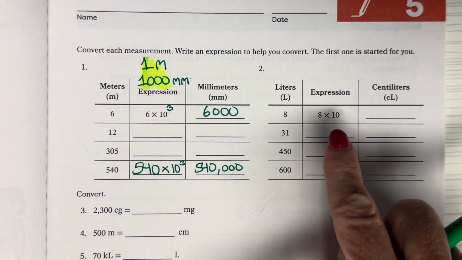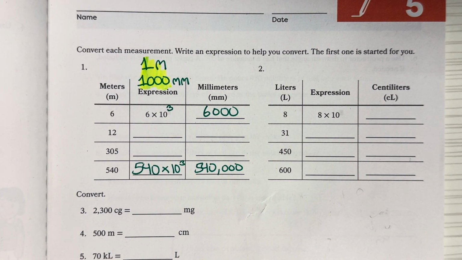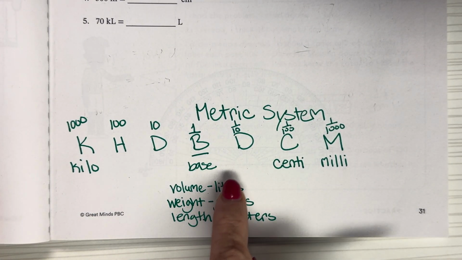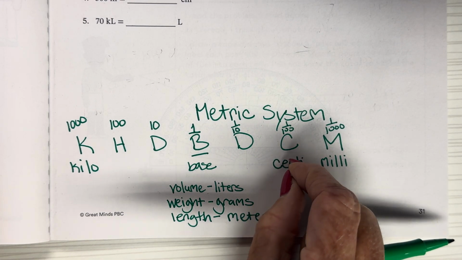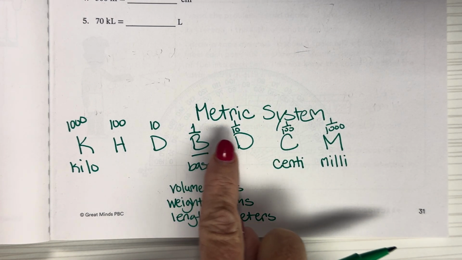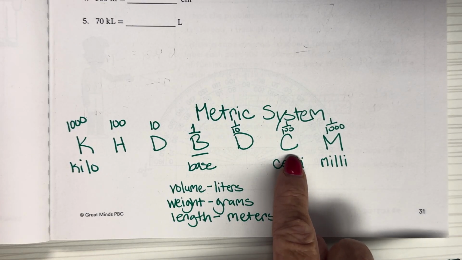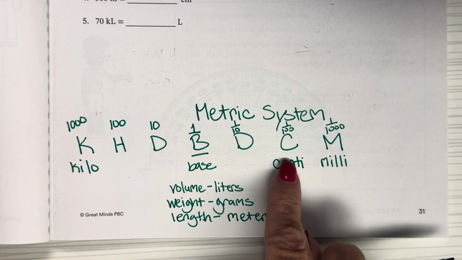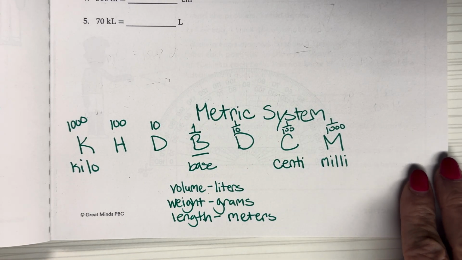This one says they want me to convert 8 liters to centiliters. Okay, so let's come down here and look. Well, 1 liter is worth 100 centiliters because these are smaller. These are 1/100th of it. So one of these cut up into 100 pieces equals a centiliter. So each liter is going to be worth 100 centiliters.